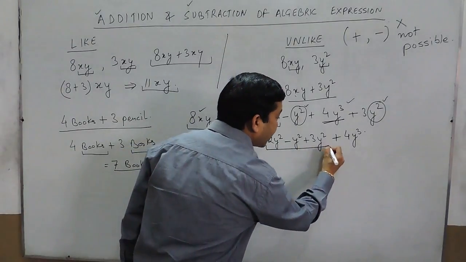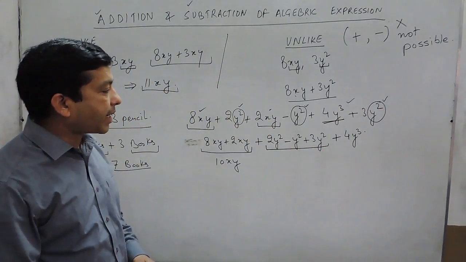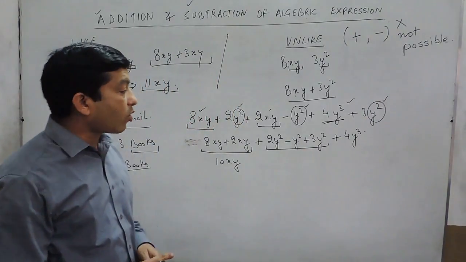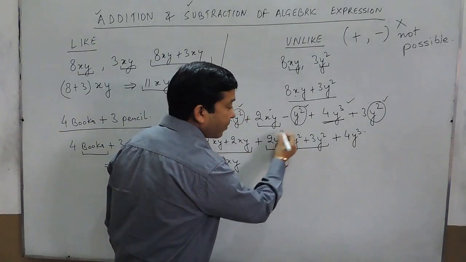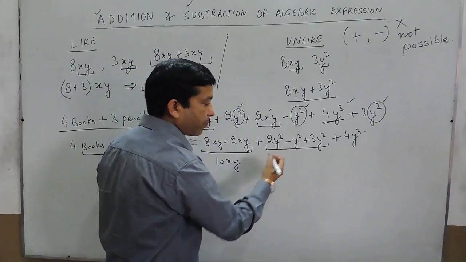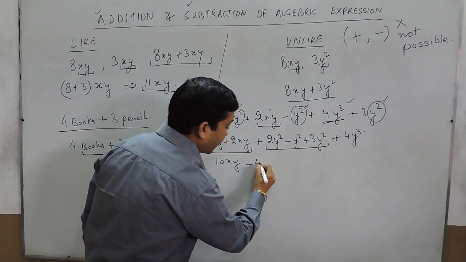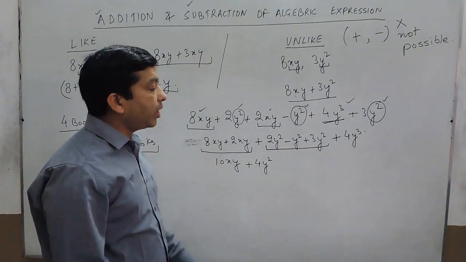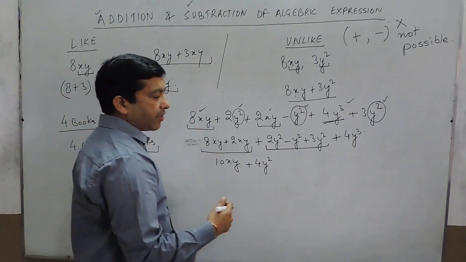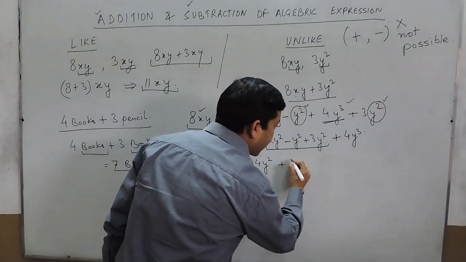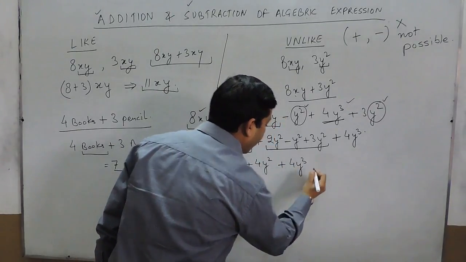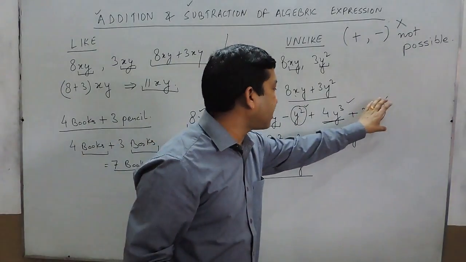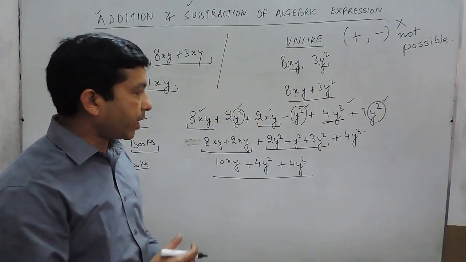Now, these three terms can also be added or subtracted together because all the terms have the same literal coefficient. Here 3 plus 2 is 5, and if you subtract 1, it becomes plus 4y square. The addition and subtraction we do is according to BODMAS as we do in arithmetic, and the last is 4y cube. So this is the final result if we add all these terms together.